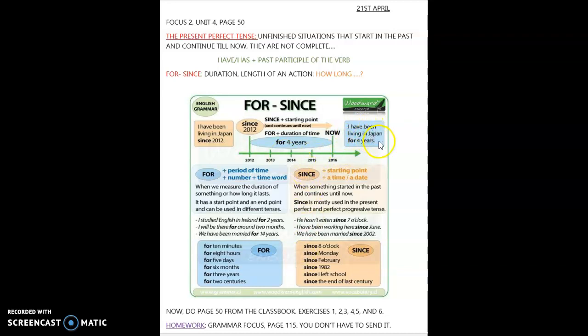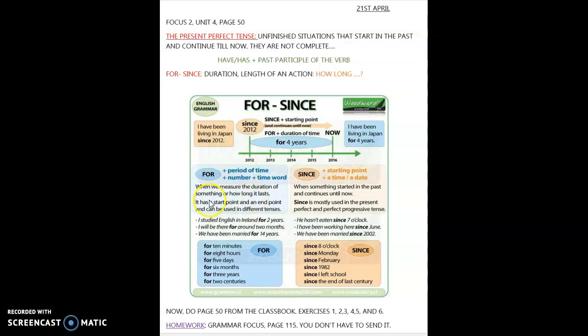I have been living in Japan for 4 years. For is connected to a period of time, a process. Con since hablamos de point in time. With for, you talk about period of time. I have worked in Claret for 23 years. Since 1997 or 1999, whatever. Yes, but for 23 years.